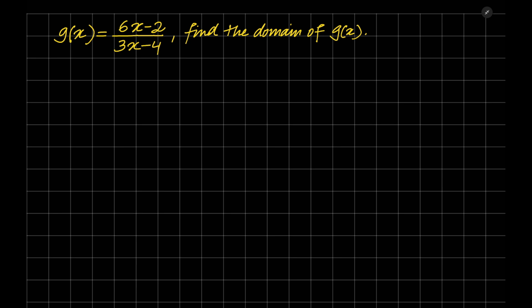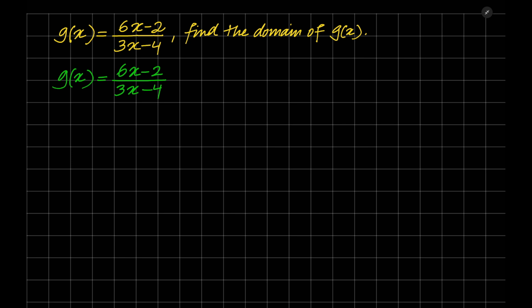The first example is g of x is equal to 6x minus 2 divided by 3x minus 4. Find the domain of g of x. How can we find the domain of this function?